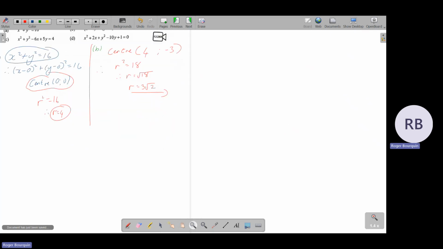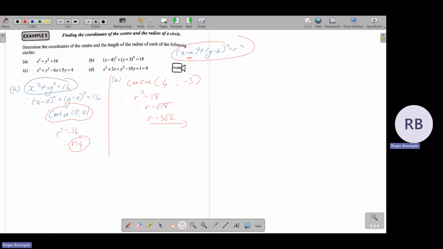Right, so you're all happy with A and B? Now it becomes interesting. I need your attention now. In question 3, you've got to find the equation of the center of the circle.